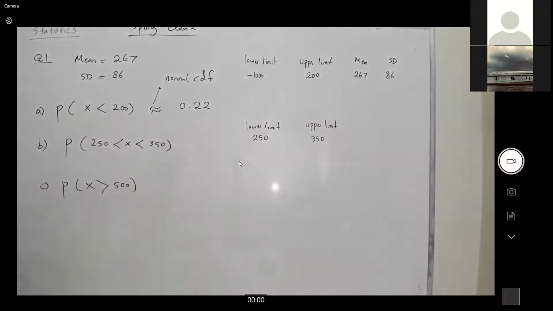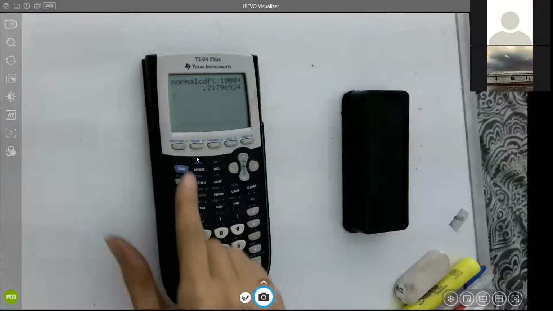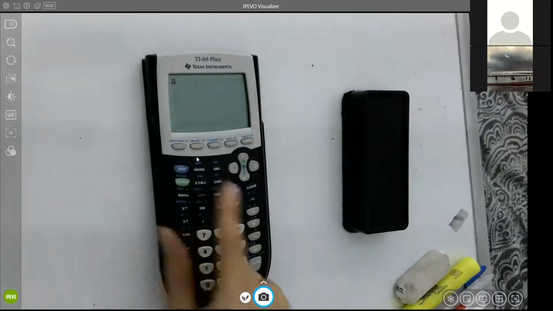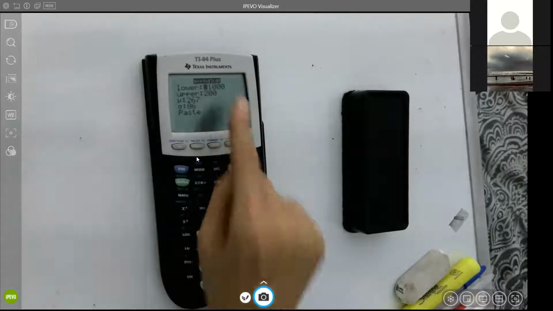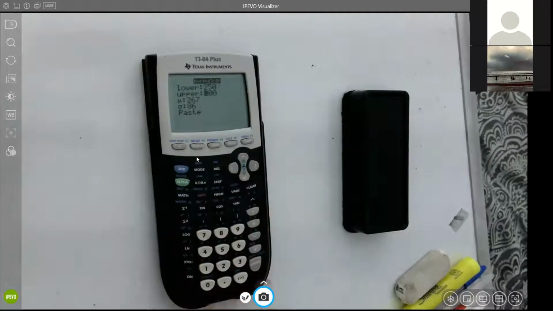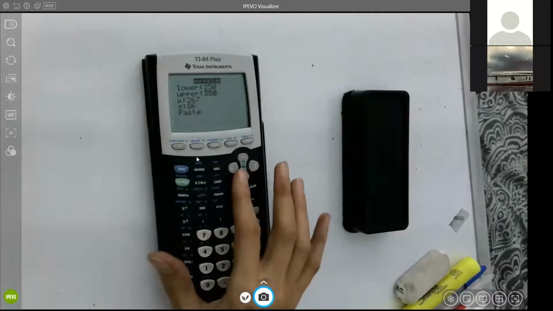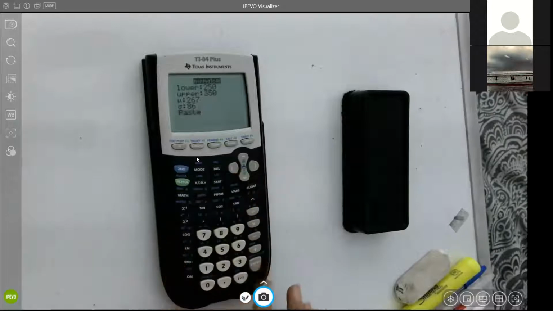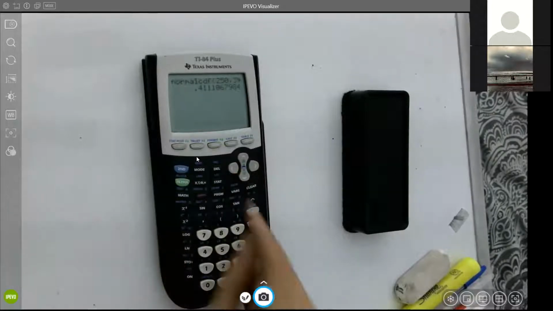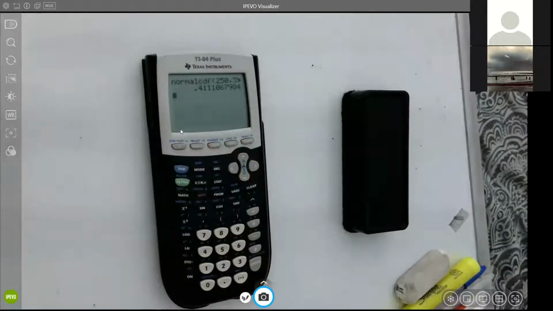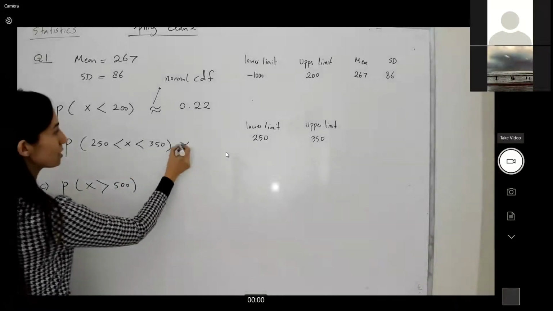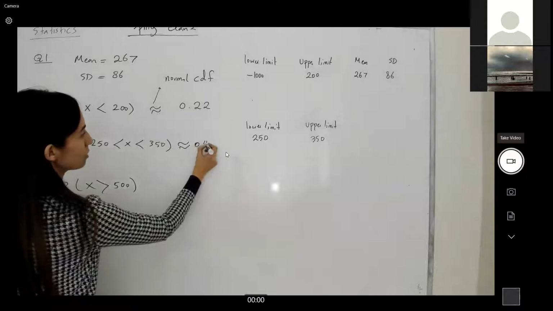Let us use our calculator. So let's clear this, second bars, normal CDF. The lower limit is now 250. The upper limit is 350. Mean and standard deviation are the same. So enter. It's almost 41%. So almost 41%.